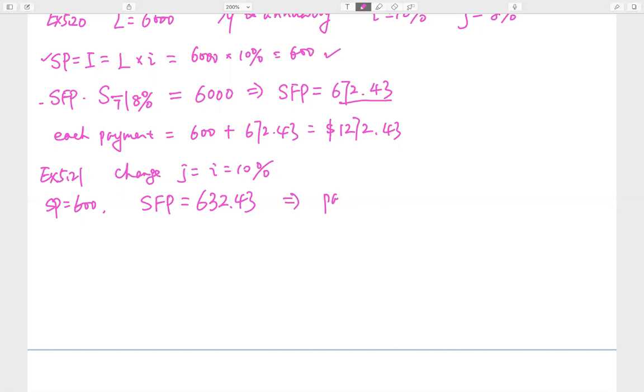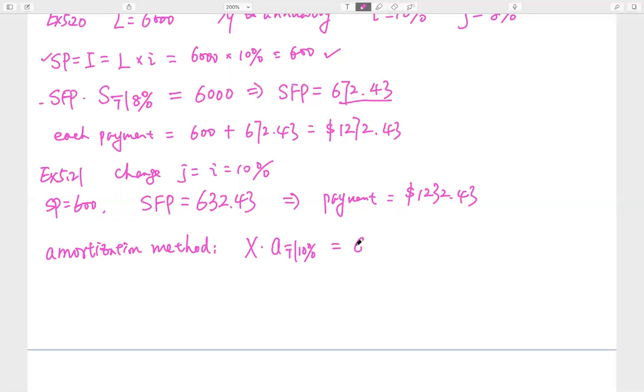So the payment now, adding them together, is $1,232.43. Okay. Now, under this, what would be the amortization method? What would be my X? Well, it doesn't matter what you put because there's only one interest rate. So if you do the computation, let's put Y, okay? You will get that this is exactly the same. So if I and J are the same, the two methods are the same, okay?